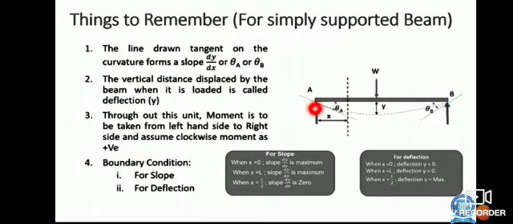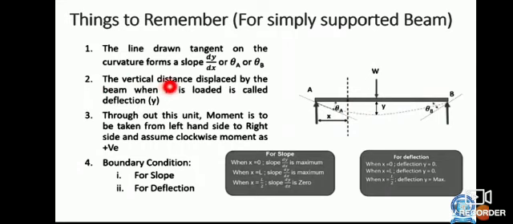A tangential line will be drawn. You can see the angle at point A is theta A, and at B it is theta B. The theta will be measured with respect to the x axis, and we take it as theta x. Okay, so listen, I will read the second point.